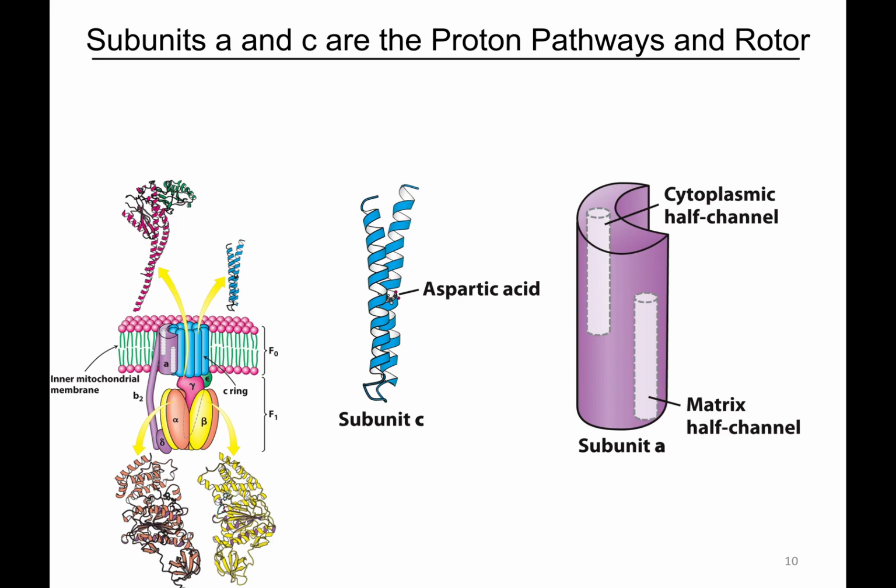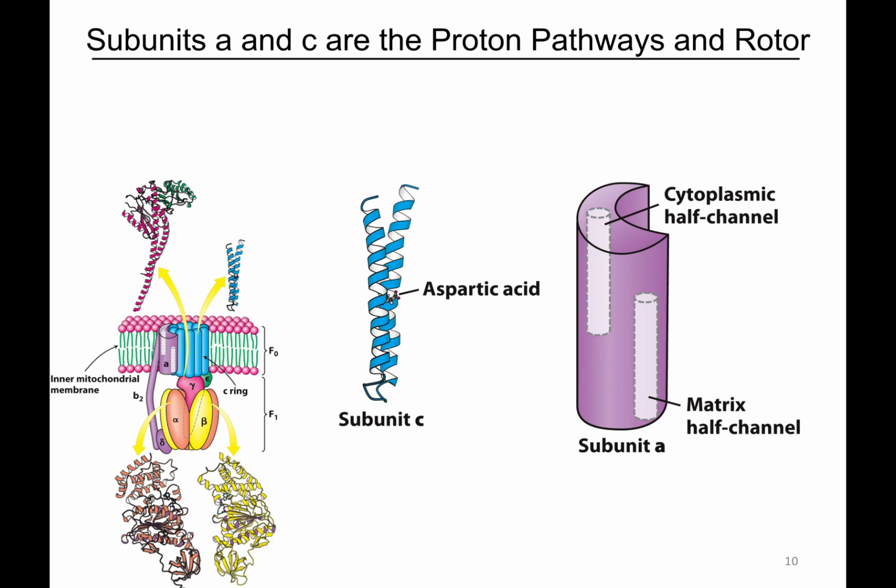So the idea here is that this C ring is composed of a number of these C subunits. Each C subunit is 2 alpha helices that span the membrane. And right in the middle is an aspartic acid. And that aspartic acid is important. And then you have this A subunit, so if my water bottle here is the C ring, then this A subunit sits on it like this, right? And the A subunit then links up with the alpha and the beta subunits.